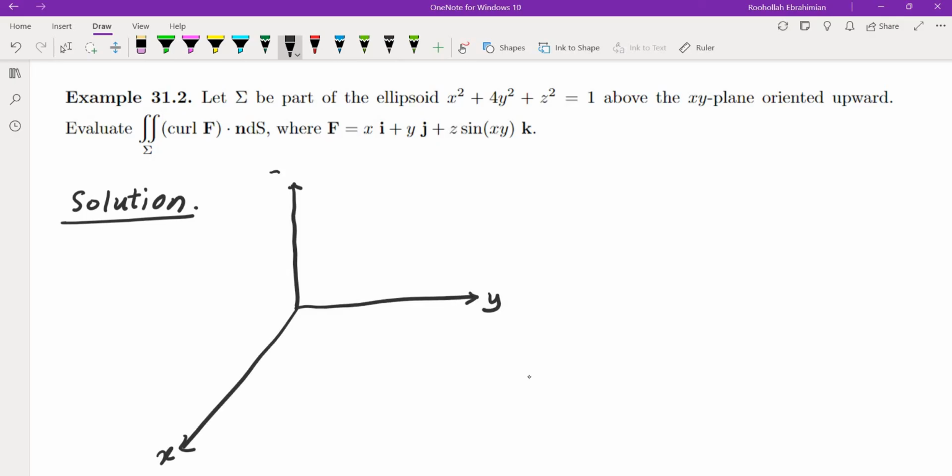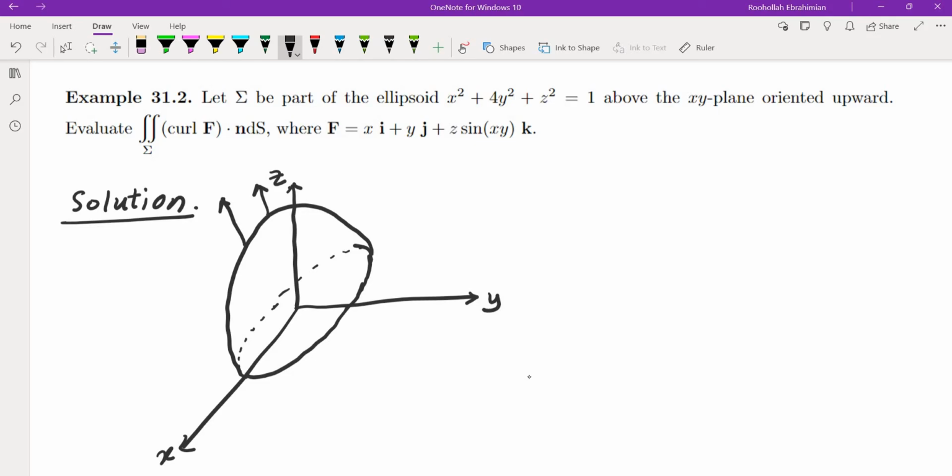So we're going to graph this one above the xy plane. So it's only part of it that is above the xy plane. The intersection with the xy plane would be an ellipse, of course. And then it's only the top portion of this ellipsoid. So this is our sigma, and the orientation is upward. So this is the orientation of this ellipsoid.